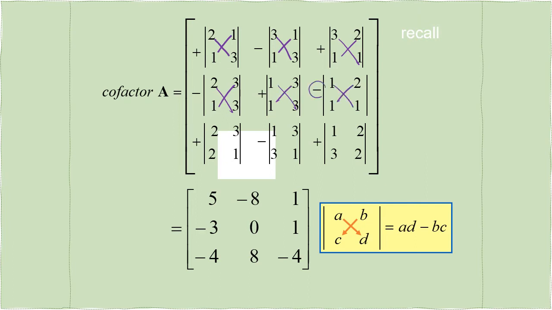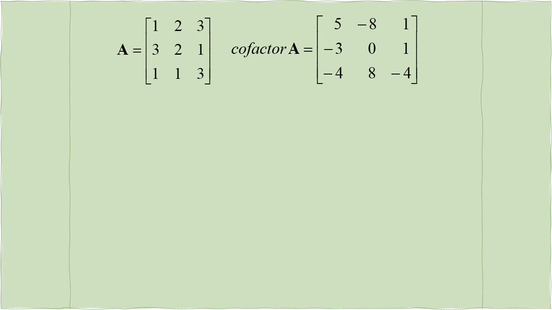So, negative 1 of negative is positive. 2 minus 6 is equal to negative 4. 1 minus 9 is negative 8. 2 minus 6 is negative 4. Okay, so we have the cofactor already. So now we can find the adjoint of matrix A and directly find the inverse.